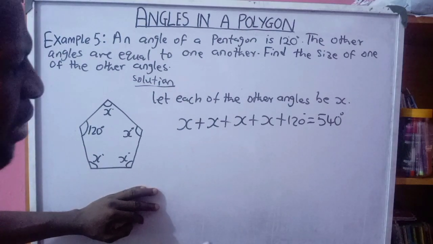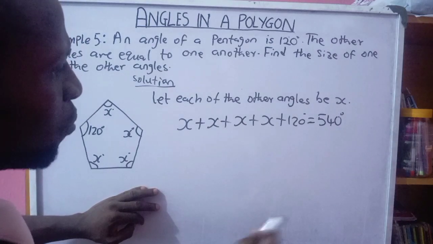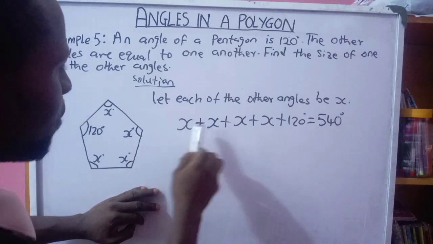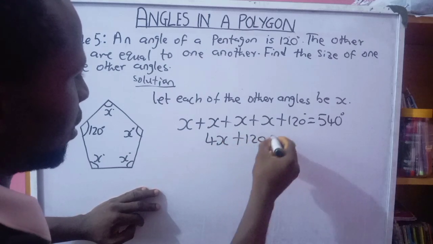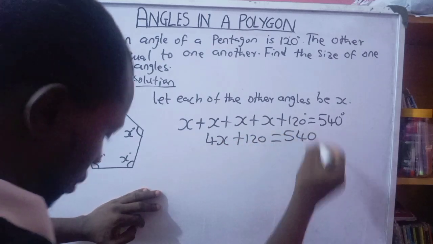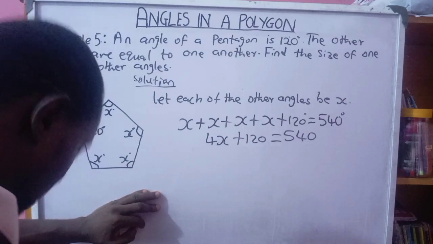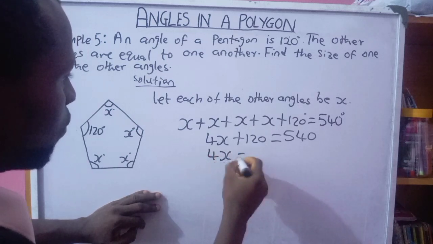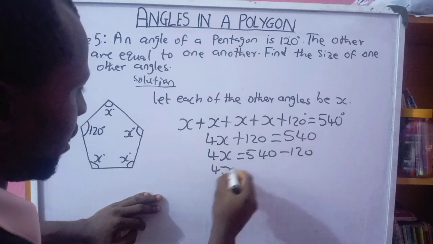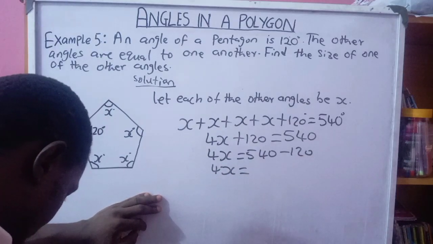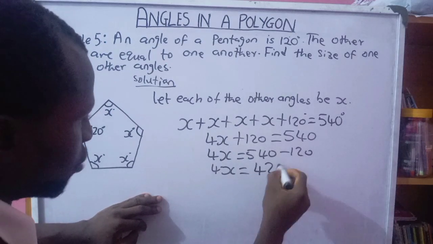Now let's do the calculation. Remember, you have to give your reason: this is the sum of the interior angles of a regular pentagon. So x plus x plus x plus x will give us 4x plus 120 equal to 540. From here, we have to collect like terms. That will now be 4x is equal to 540 minus 120, which gives us 420 degrees.